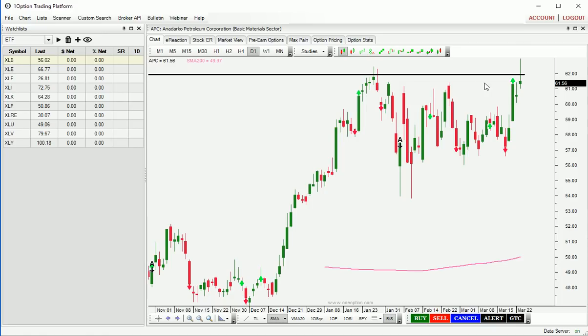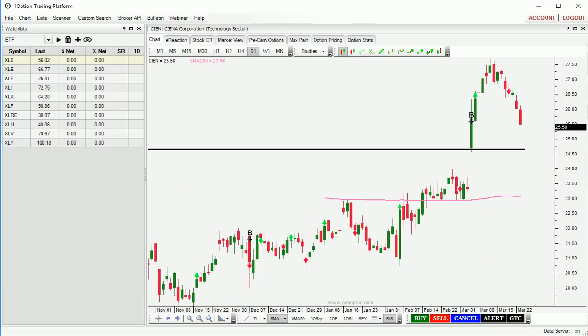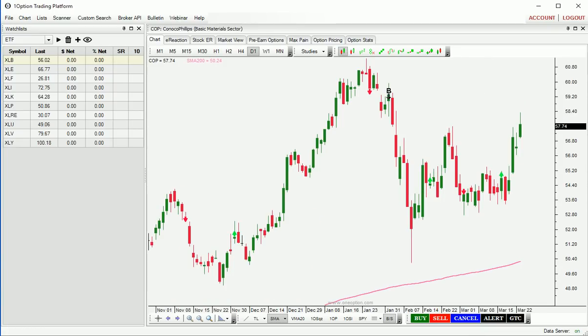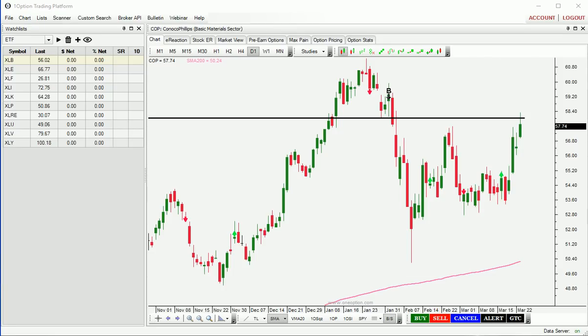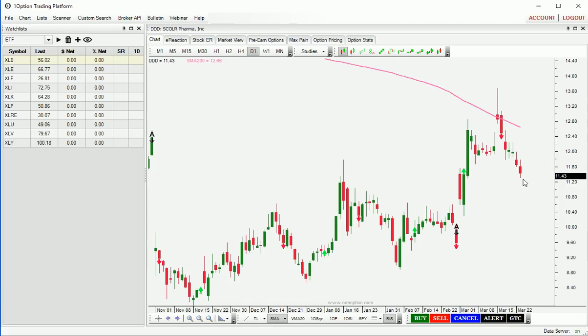Here I've already got an alert. APC looks great. Already have an alert there. COP looks great through this compression right here, through this horizontal resistance right here. I like all that stuff. Yeah, if it can get through the high, sure, I'll take another look at it. DDD, big breakout here. Stock runs higher, hits resistance at the 200-day moving average, but still some decent relative strength.